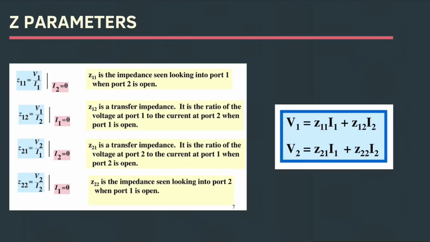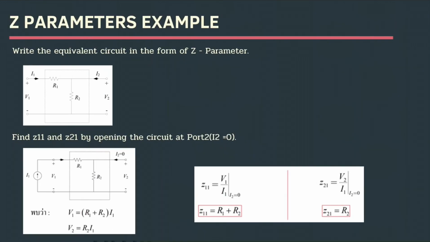For the C parameter, we will get this formula from this picture. And from the formula in this picture, we will get V1 equals C11 I1 plus C12 I2, and V2 equals C21 I1 plus C22 I2. In this C parameter example, write the equivalent circuit in the form of C parameters. Step 1, we will find C11 and C21 by opening the circuit at port 2, when we determine I2 is equal to 0, and we get this equation.